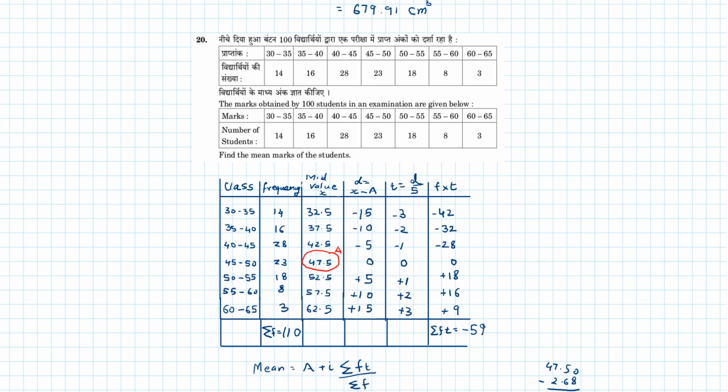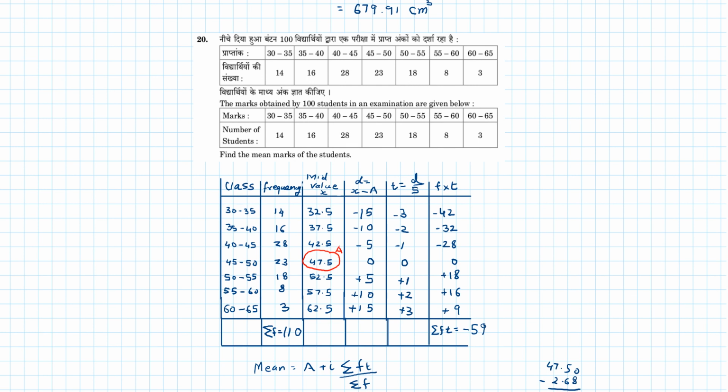Question number 20 is related to the marks obtained by 100 students in the exam, and we are supposed to find the mean marks of the students. So सबसे पहले हम इन टेबल में क्या देखते हैं, that is a continuous series of marks, that is 30 to 35, then 35 to 40.